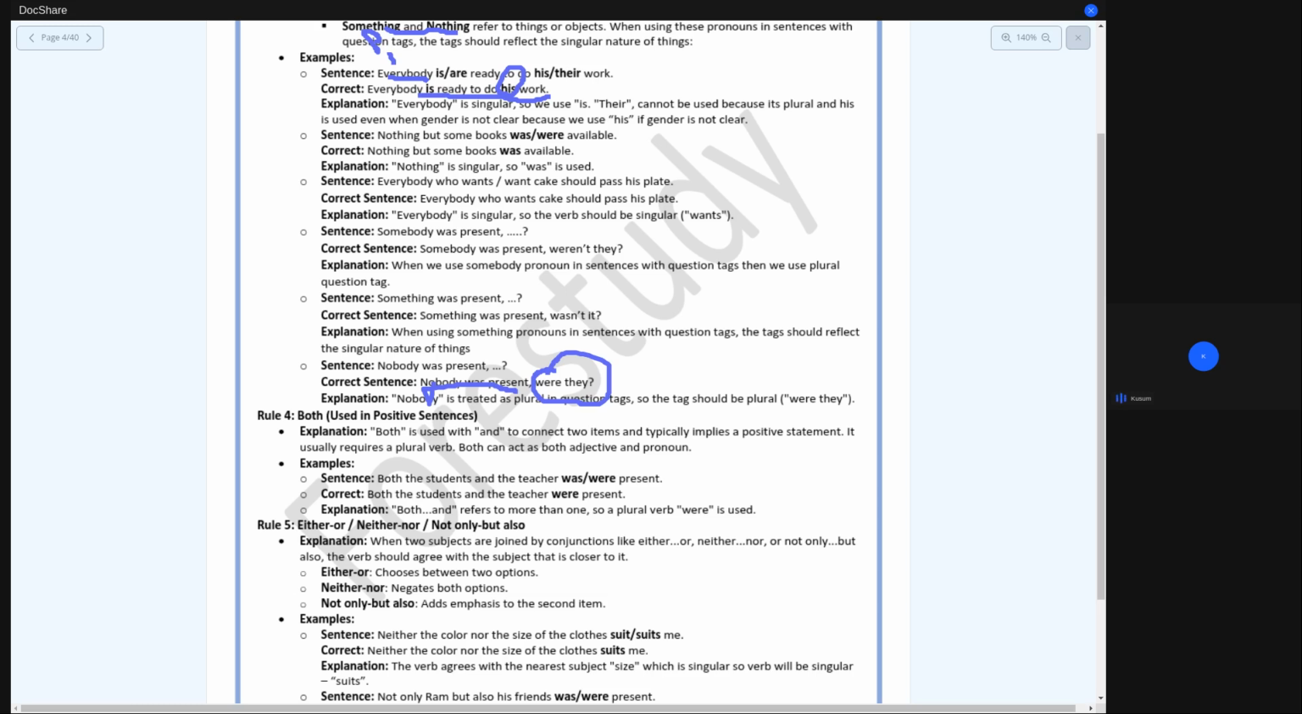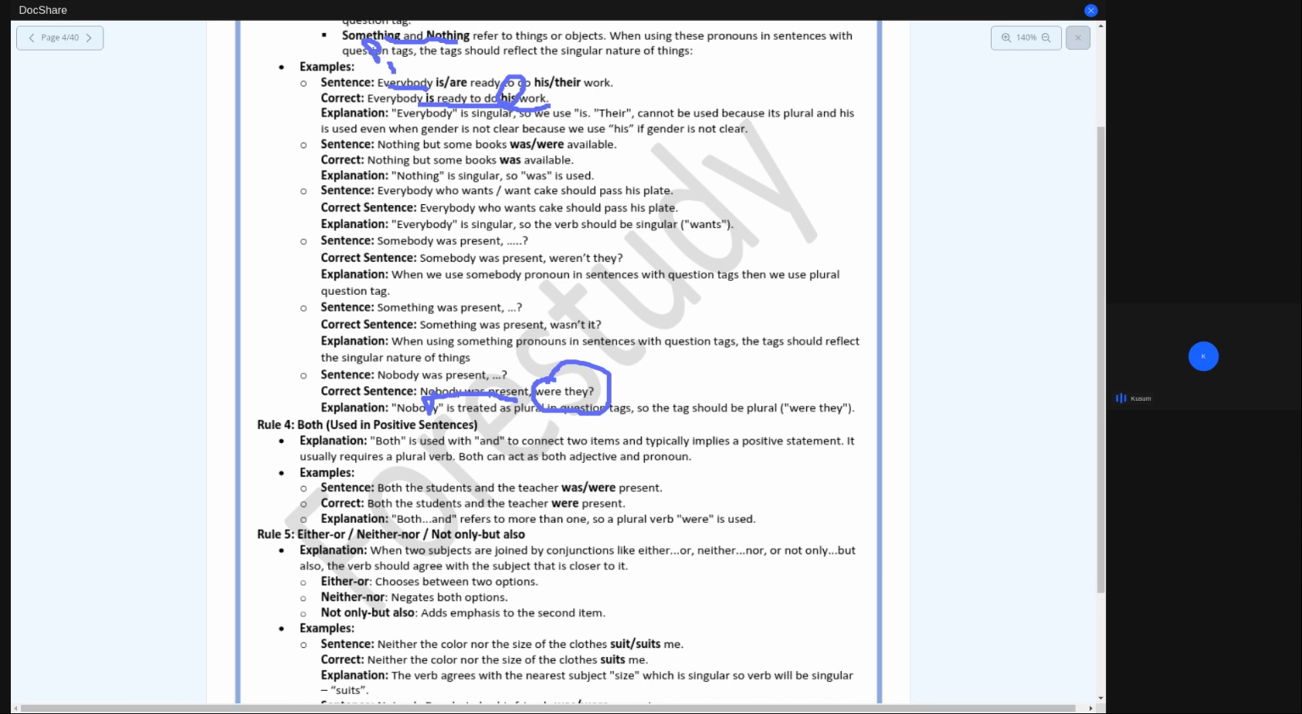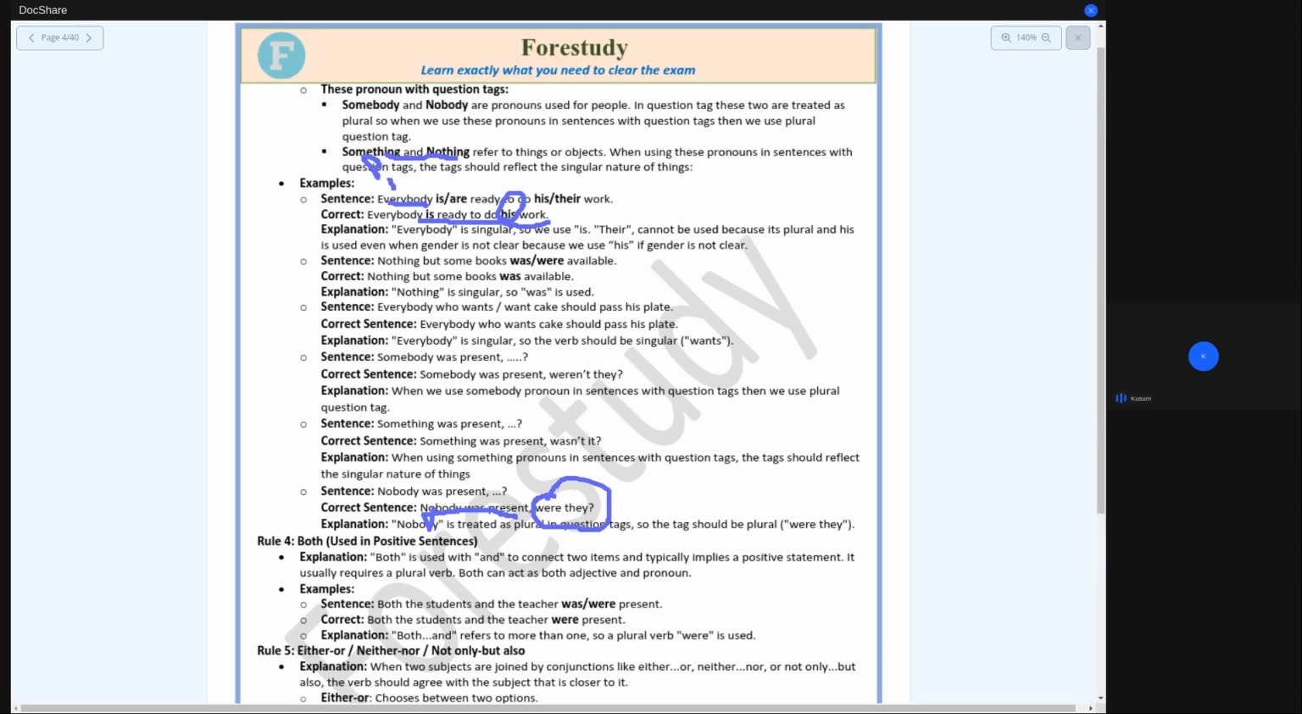For pronouns referring to things like something and nothing, the question tag remains singular. Something happened, didn't it? So what have you understood from this? When we are talking about somebody and nobody, the question tag will be plural. And when we are talking about something and nothing, the question tag will remain singular. Clear? Okay.